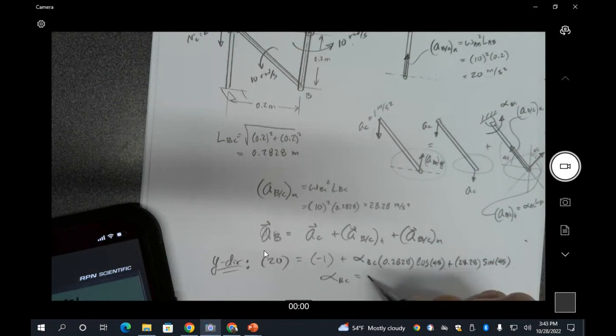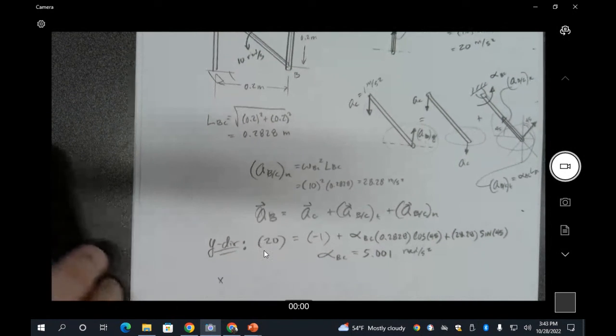And we get a 5 with a bit of change on here. I'm guessing that's round off error because we used 0.2828 and it had numbers that kept going on right there. But that's the angular velocity, angular acceleration of BC, radians per second squared. And now we continue in the x direction for what we were doing.